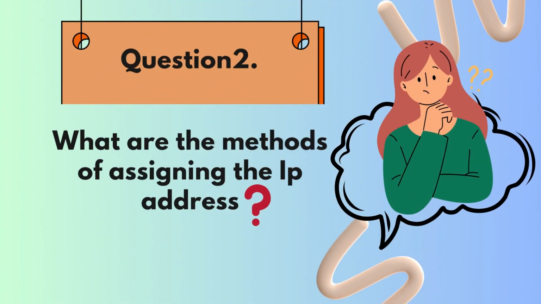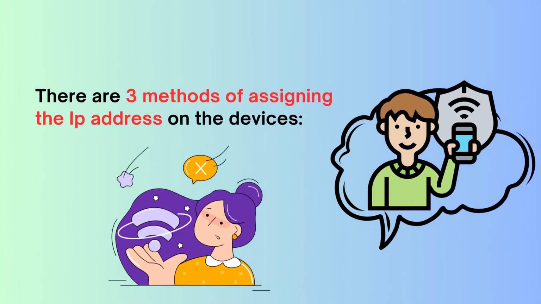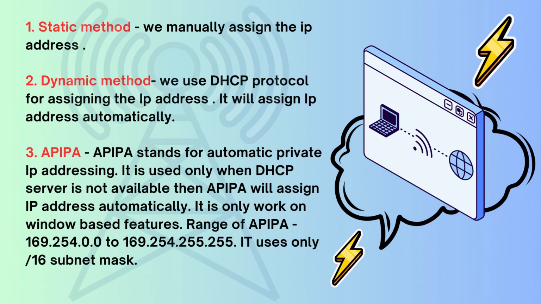Question 2. What are the methods of assigning the IP address? There are 3 methods of assigning the IP address on the devices. 1. Static method. We manually assign the IP address. 2. Dynamic method. We use the DHCP protocol for assigning the IP address. It will assign the IP address automatically. 3. APIPA. APIPA stands for Automatic Private IP Addressing. It is used only when the DHCP server is not available. Then APIPA will assign the IP address automatically.